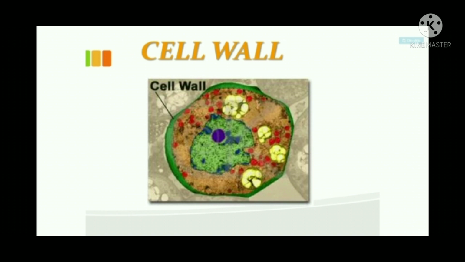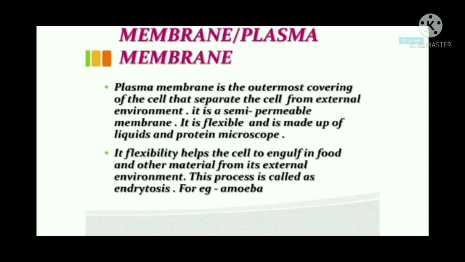Cell membrane or plasma membrane. Plasma membrane is the outermost covering of the cell that separates the cell from the external environment. It is a semi-permeable membrane. It is flexible and is made up of lipids and proteins. Its flexibility helps the cell to engulf food and other material from its external environment. This process is called endocytosis. For example, amoeba.